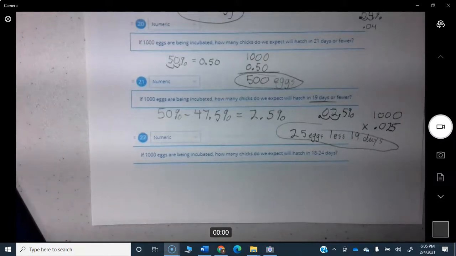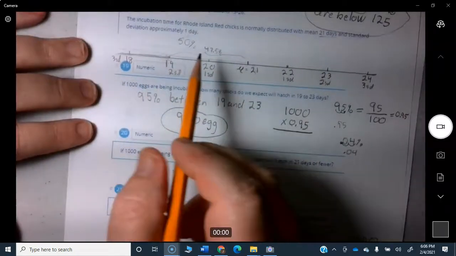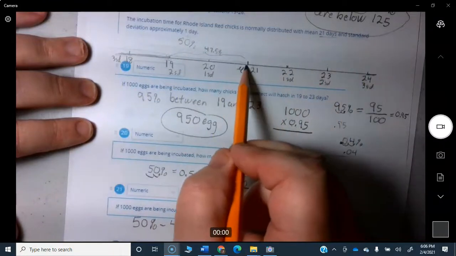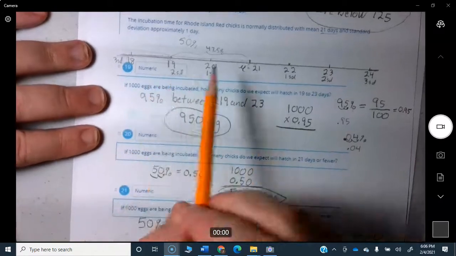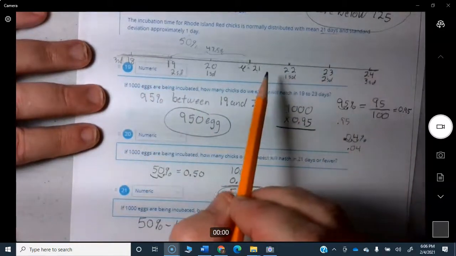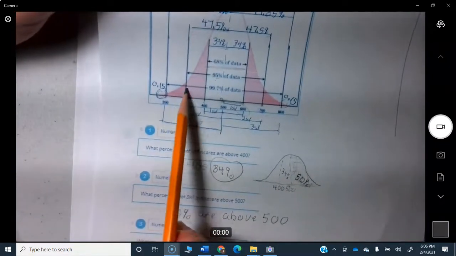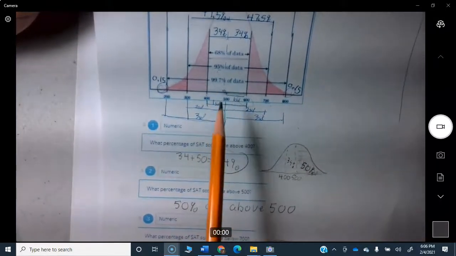Okay, if 1,000 eggs are being incubated, how many chicks do we expect to hatch in 18 to 24 days? Okay, so 18 to 24 days, well, this is plus or minus 3 standard deviations. 18 is minus 3 standard deviations. 24 is plus 3 standard deviations. And the percentage within that is 99. I think I said 99.5 by mistake. No, it's 99.7. 99.7 is that percent.